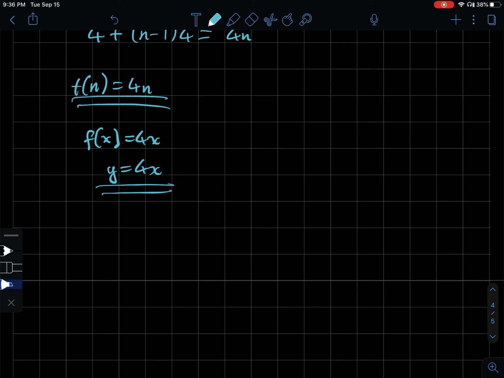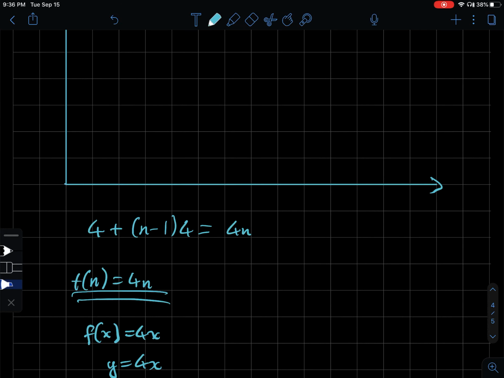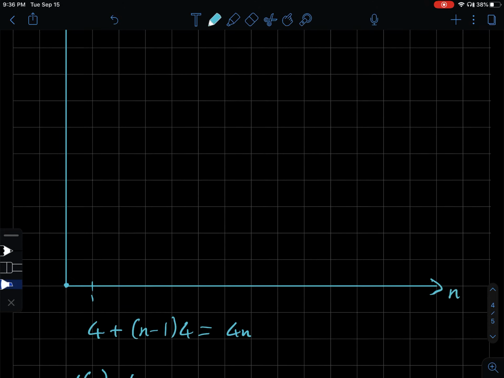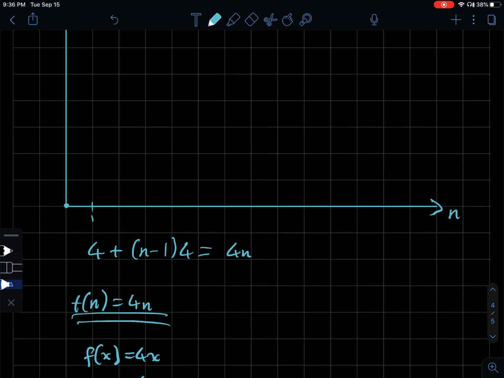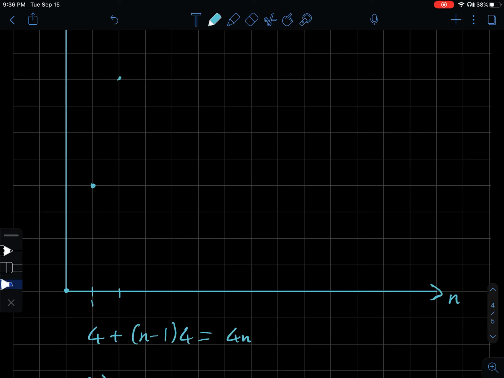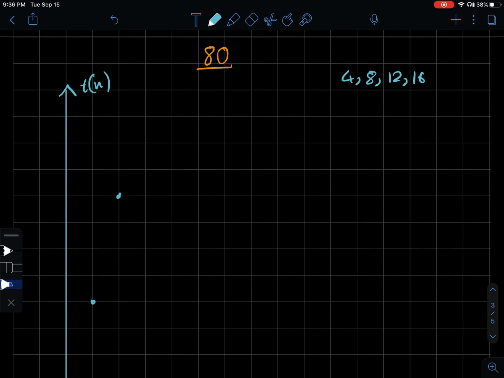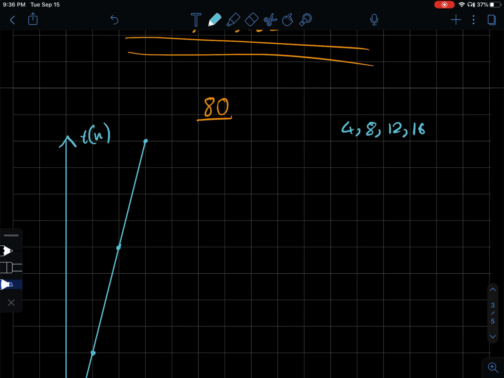Now this and that would give you the same graph, except it's different with sequences. I'll tell you why. For n, let's say we start off at 0, it's 0. This is n, and this axis here is t of n. If n is 1, 4 times 1 would give you 4. If n is 2, 4 times 2 would give you 8. If n is 3, 4 times 3 would give you 12. And you can already see what figure this forms, correct? You got it. It's a line, just a line. Simple.